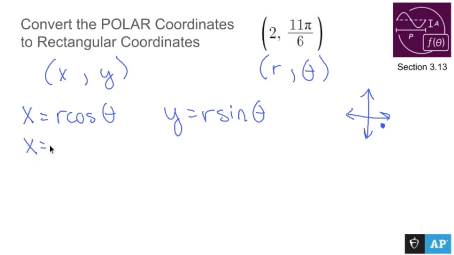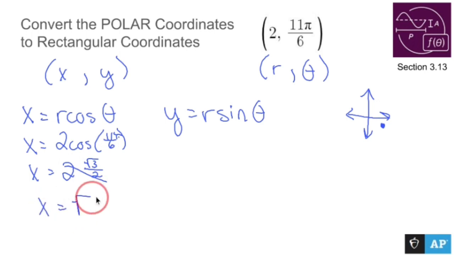So let's take care of x completely first. This is going to be 2 cosine 11 pi over 6. When you do the math, that becomes root 3 over 2. So x is going to be 2 times root 3 over 2, and that's because the dot is the third dot on a unit circle. The 2's cancel out, and our x value is just going to be root 3, 1 point something.